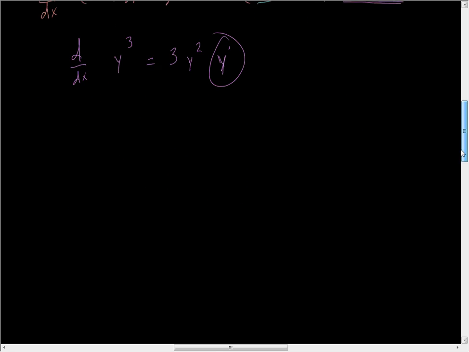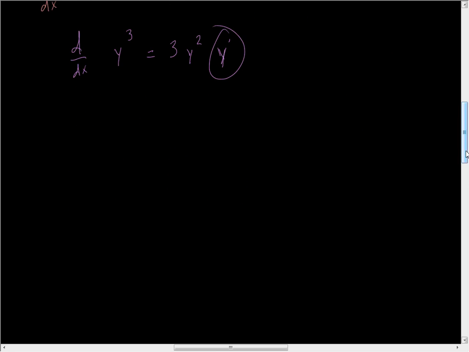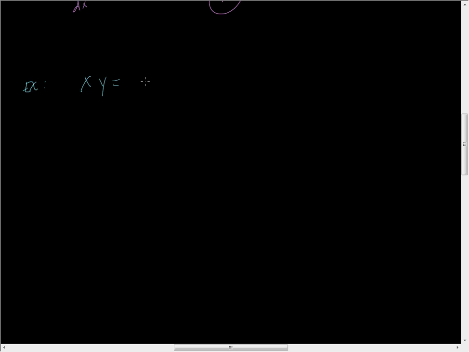So let's take a rather simplified version of it. Okay, so here's another example. We're going to go ahead and take the differential of xy is equal to 3. Okay, so we're going to go ahead and take the derivative with respect to x of xy.